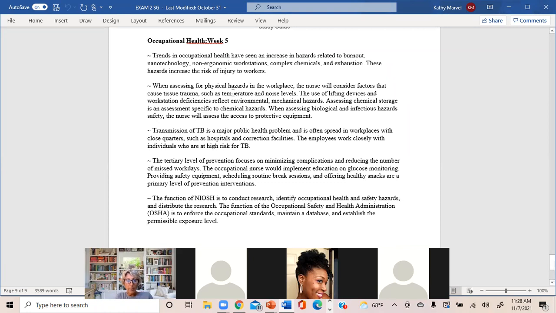Okay, and then again, in the workplace issues, transmission of TB is a major health care problem. Right, I'm talking in the workplace now, or prisons, correctional facilities. TB is a major health problem. It's often spread in workplaces with close quarters, such as hospitals and correction facilities. So if you're a nurse and you work in the correction systems, okay, this is something we need to be mindful of.